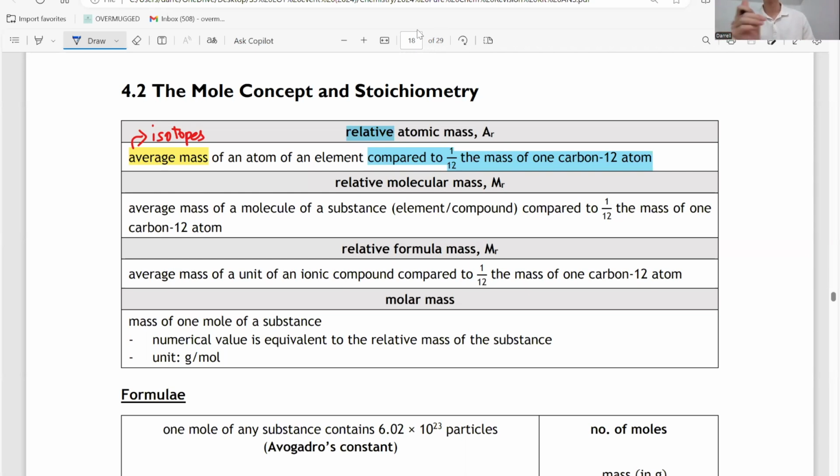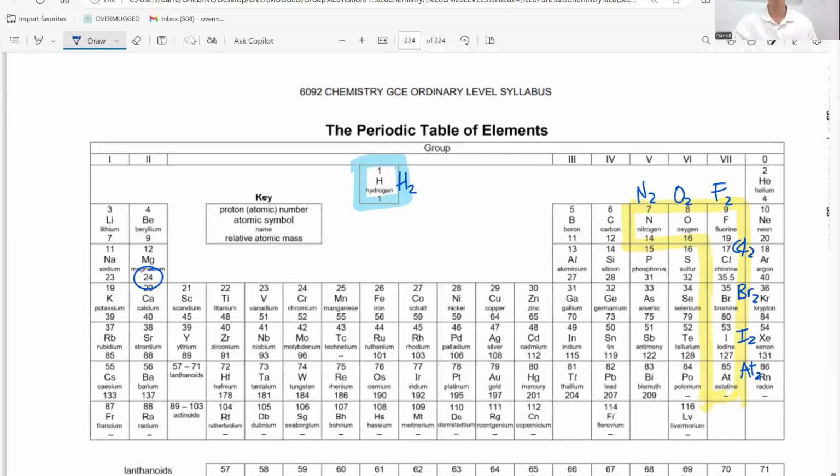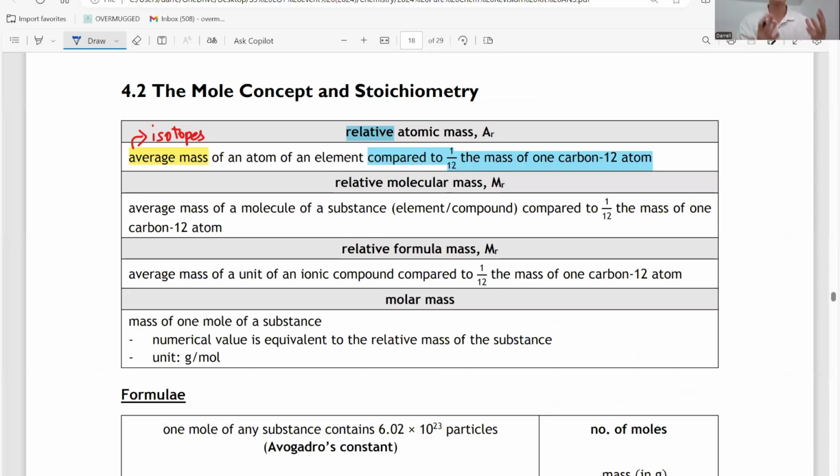So if you look at the definition, I hope you are not too bewildered. What is this talking about? You're just saying I'm comparing my mass with the base unit of comparison, which is carbon. Okay, that's the term relative. There's also another one I highlighted in yellow over here. This is the word average mass. I need you to understand that whatever you see in the periodic table, 24, or maybe more accurately, 35.5, this 35.5 here, it is an average because isotopes exist.